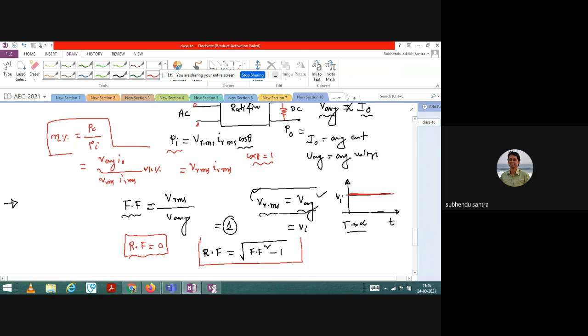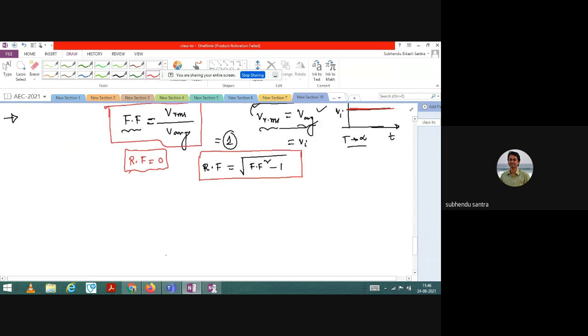This is one important formula to calculate, and this is another important formula, the form factor. The ideal value should be unity or 1. So if somebody asks you what should be the ideal form factor for a rectifier, 1. What should be the ideal value for a ripple factor? 0.